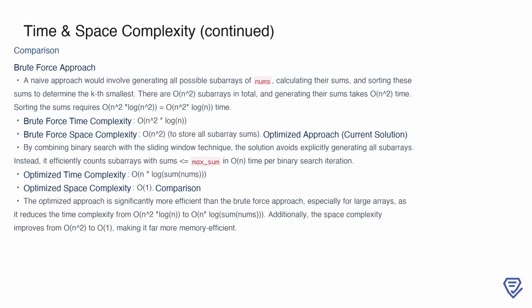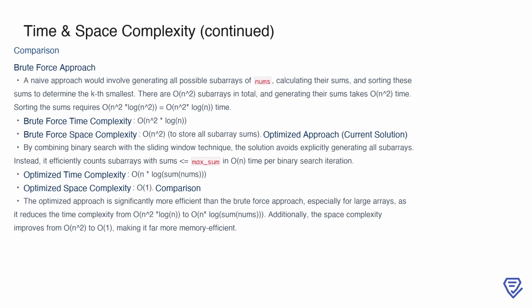To better appreciate the efficiency of our optimized approach, let's compare it to the brute force method. A naive solution would generate all possible subarrays of the array nums, calculate their sums, and then sort these sums to find the kth smallest. Since there are O(n^2) subarrays, generating their sums takes O(n^2) time, and sorting these sums requires O(n^2 * log(n^2)) time, which simplifies to O(n^2 * log n). This brute force method also requires O(n^2) space to store all subarray sums.